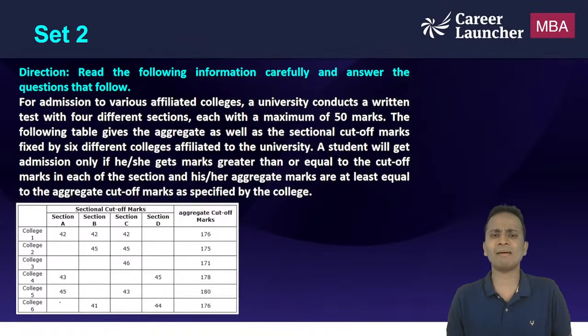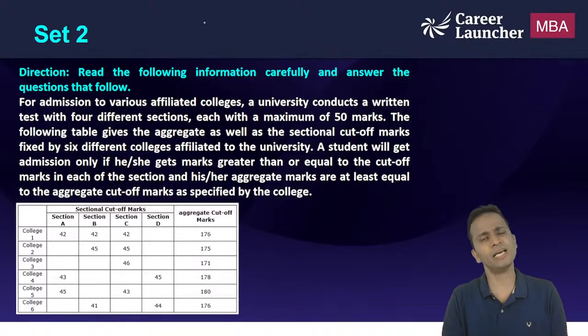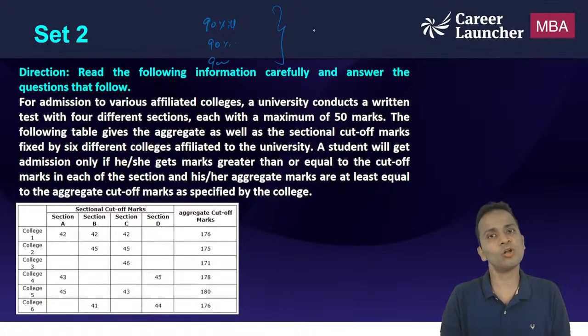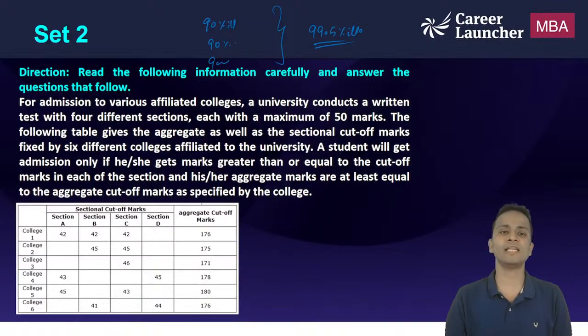Now a similar thing happens with IIMs. If you have heard of this, there are 3 sections: verbal RC, LRDI and quant. So let's say IIM Ahmedabad says you need to get a minimum of 90 percentile in every section, and an overall of 99.5 percentile. I'm just taking an example, right? Overall of 99.5 percentile.